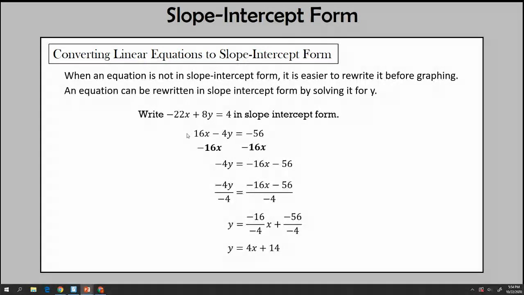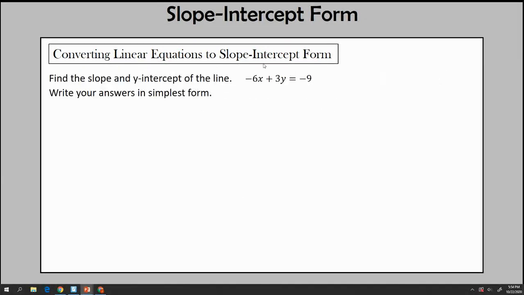All right, so we want to practice this now. So let's do another one. Negative 6x plus 3y equals 9. Okay, what it asks us to do is find the slope and the y-intercept, put them in simplest form. So we need to take this, solve it for y. How do we do it?